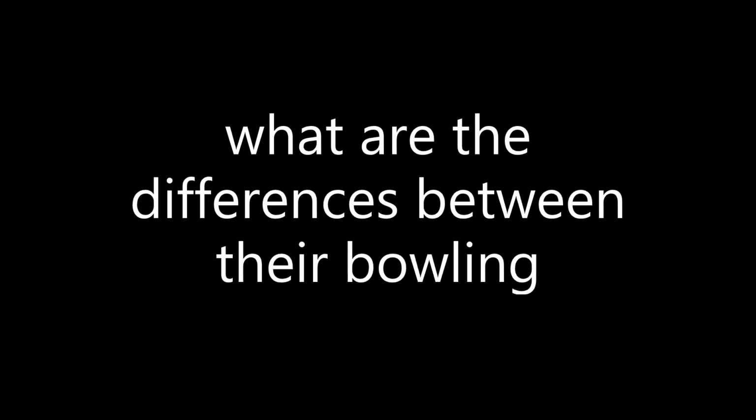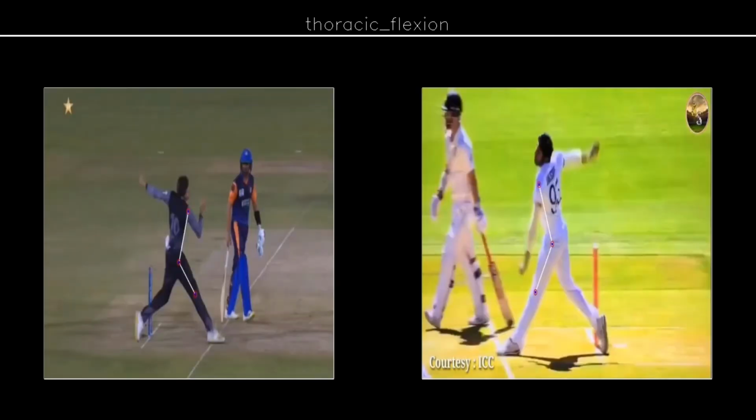Now you may be asking yourself, what are the differences between their bowling actions? Also, keep in mind that these differences affect delivery speed and are present in the following phases: the thoracic flexion, the front knee angle, the plant angle, and there's another factor that I'll reveal later in the video. Make sure you stick around to see it.